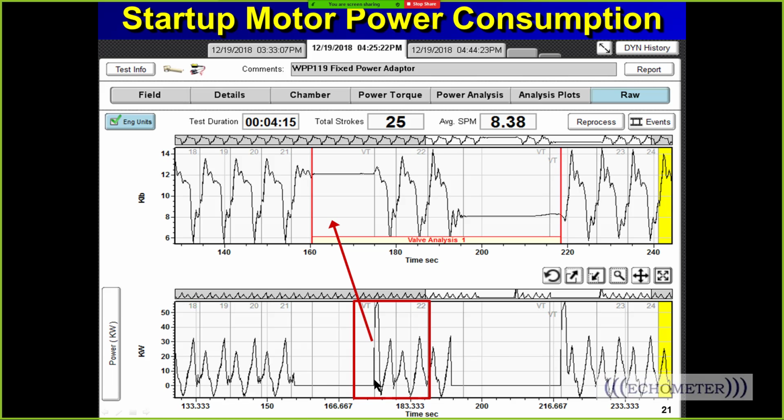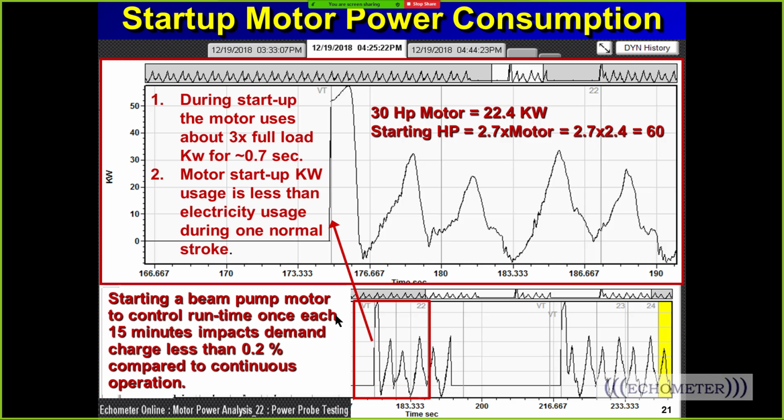Try to run it full, efficiently full, and then when the pump's not full, turn it off. And sometimes people say, well, you waste power starting it up. Well, as long as you save 1 stroke, it offsets that power. All right.